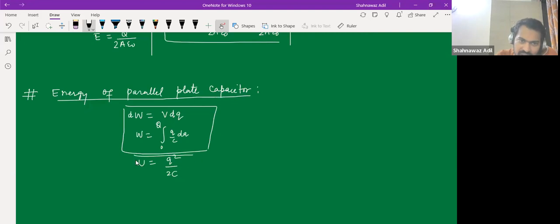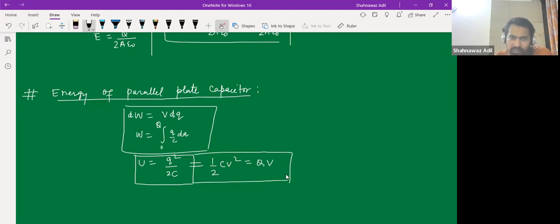So energy is Q square by 2C, right? Which is equal to half CV square, which is equal to Q into V. So this part we have already done, right, Aisha? Okay, and please note it down, and then we'll do the energy density.